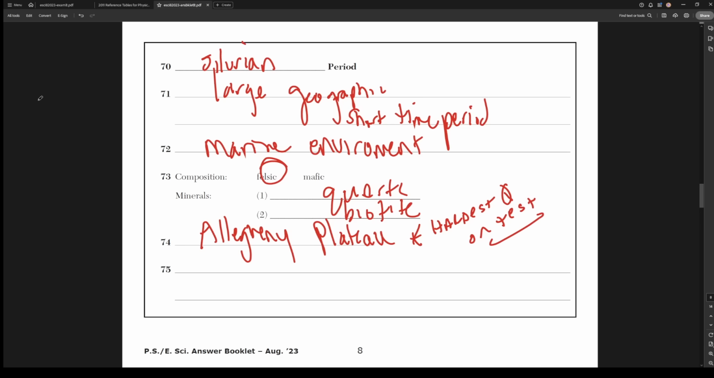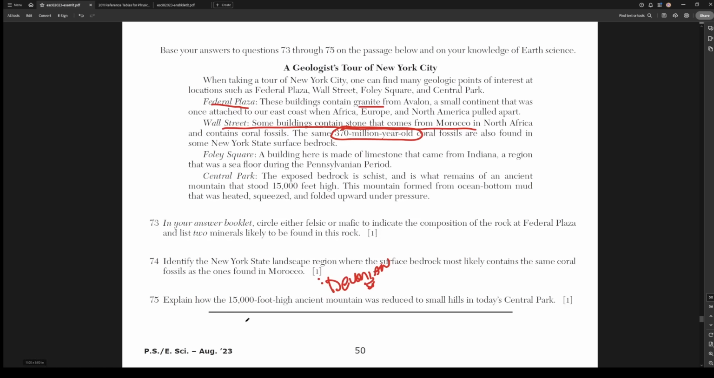Wow. That was ridiculous. Okay. 25. Explain how the 15,000-foot mountain was reduced to small hills in today's Central Park. So let's see. The exposed bedrock is schist, what remains of ancient mountains. The mountain formed from ocean bottom mud that was heated. Okay. So if that's gone, it was eroded. It was weathered and eroded. That's really the only thing that you can get out of that.